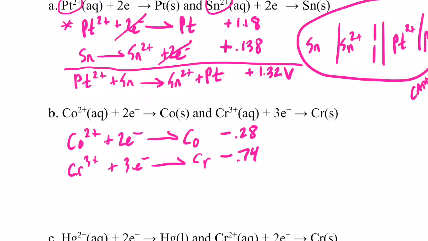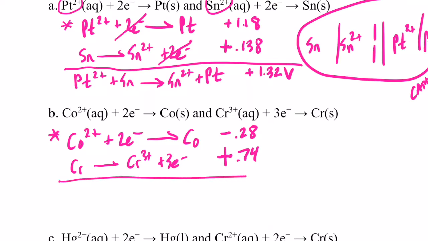So which one has the higher reduction potential? It looks like the cobalt 2 plus does. So negative 0.74 is obviously lower than negative 0.28. So we're going to take the chromium reaction and erase that. We're going to have to write it backwards. So it'll be chromium becomes chromium 3 plus 3 electrons, and I change the sign to a positive 0.74.